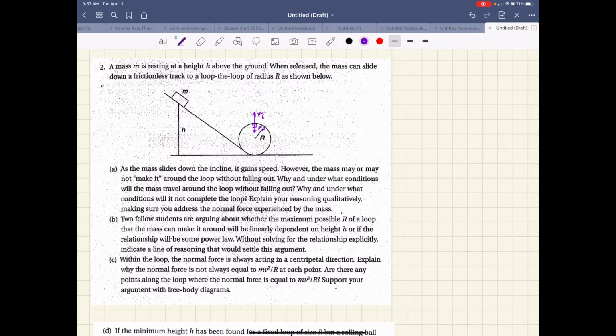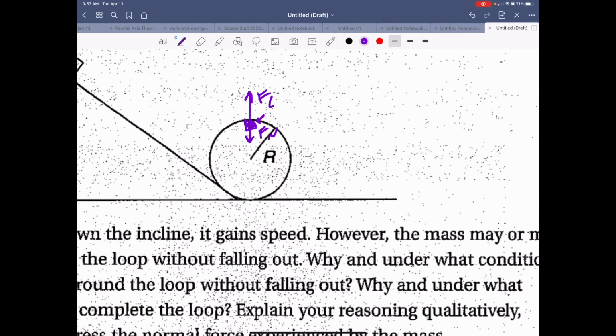However, it wants us to describe this addressing the normal force. So let's be super, super obvious about this. The minimum velocity needed to get this thing to go all the way around is the velocity at which the normal force hits zero. The normal force is basically the supporting force directed inward. If the object is not going fast enough, it's going to lose contact, right? It's going to lose contact right here with the top, and it's going to fall, and we don't want that to happen.